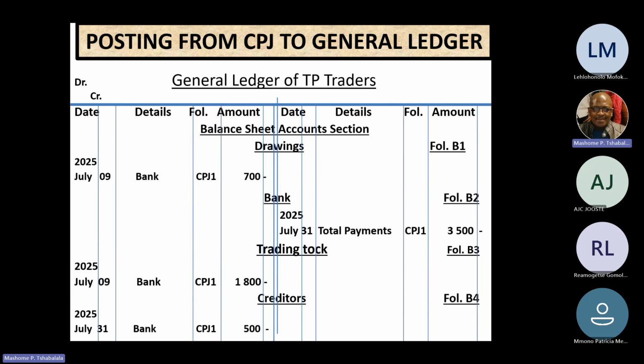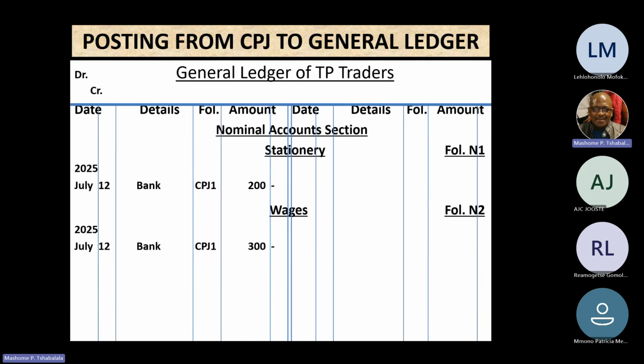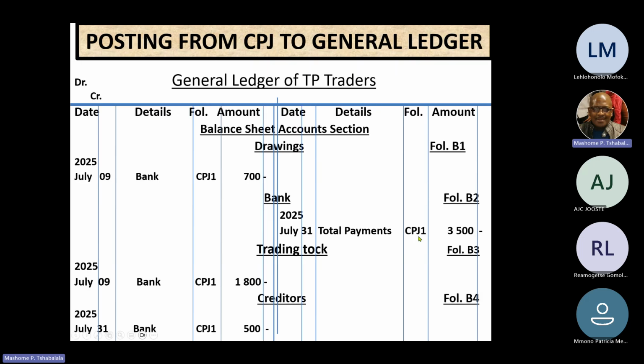When you add the drawings account, the bank of trading stock, and the bank of creditors, they will give you 3,000 in the bank account. Then coming to the nominal account section, we'll be having this 500 of stationery, 200, and wages of 300. Then the total amount will be 3,500. This 3,500 includes all other accounts. Then it means you have applied the double entry principle.